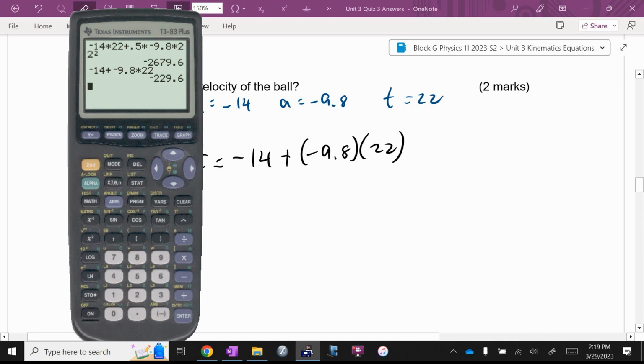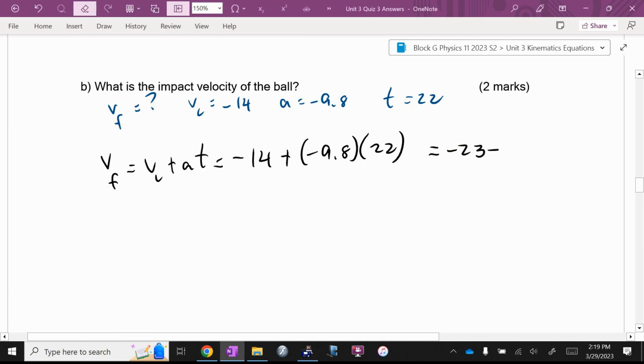Negative 230? Is that right? Meters per second. Negative 229.6, I would give you full credit. Negative 229, I'd take a half mark off and I'd say learn to round off, not chop off.